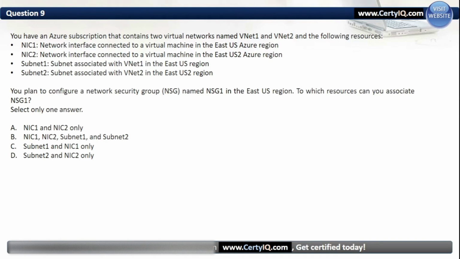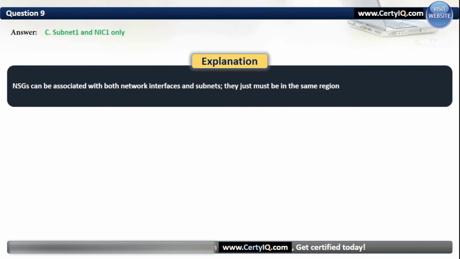Select only one answer. Our options are A. NIC1 and NIC2 only, B. NIC1, NIC2, Subnet 1 and Subnet 2, C. Subnet 1 and NIC1 only, or D. Subnet 2 and NIC2 only. The correct option is C. Subnet 1 and NIC1 only. NSGs can be associated with both network interfaces and subnets. They just must be in the same region.